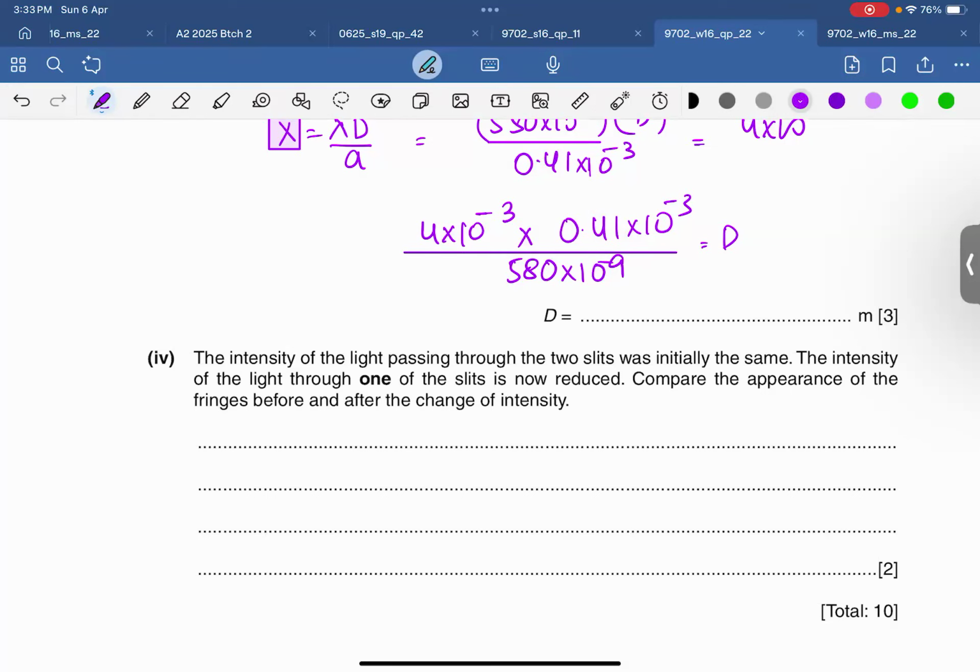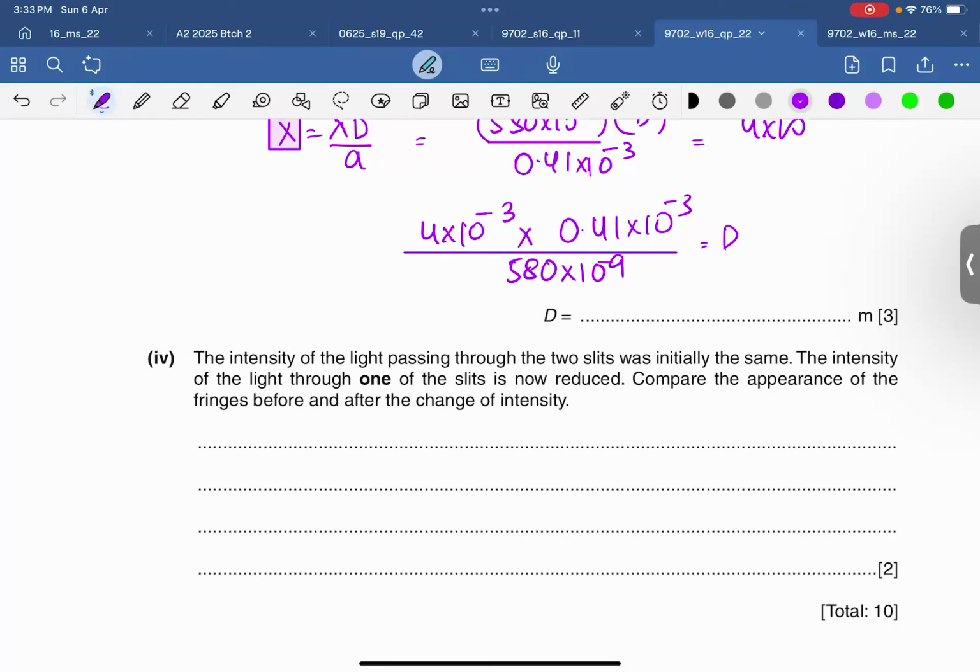Now the second thing is the bright fringe becomes less bright, and the dark fringe becomes bright. Because previously the bright fringe that was forming is basically the result of the superposition of two waves having the same amplitude, right? Now I'm using different colors, but they should be the same color, right? Now after reducing the intensity from one of the slits, they will appear like this.